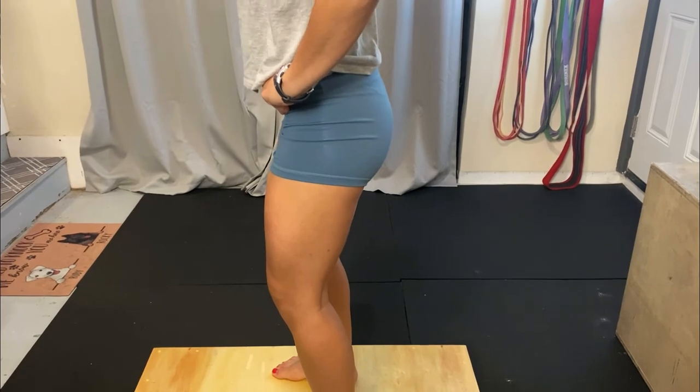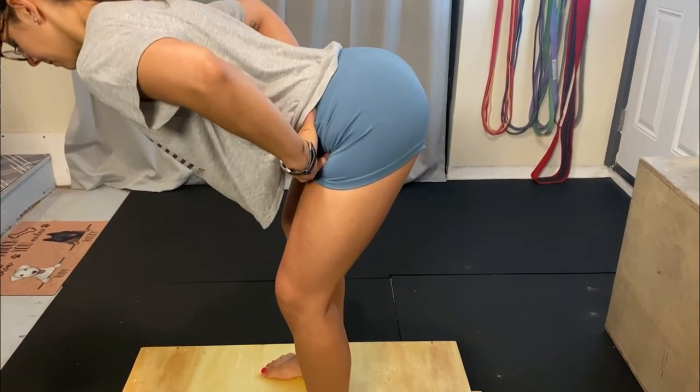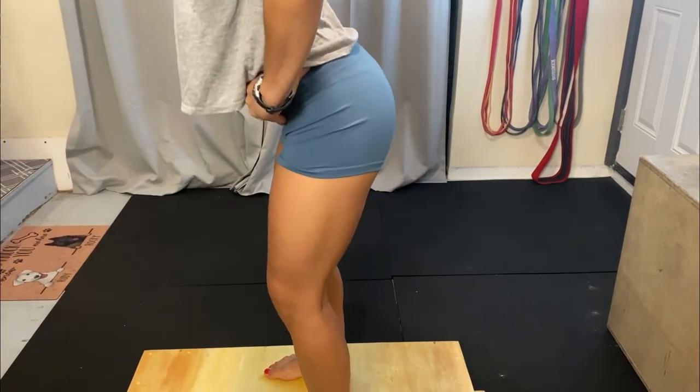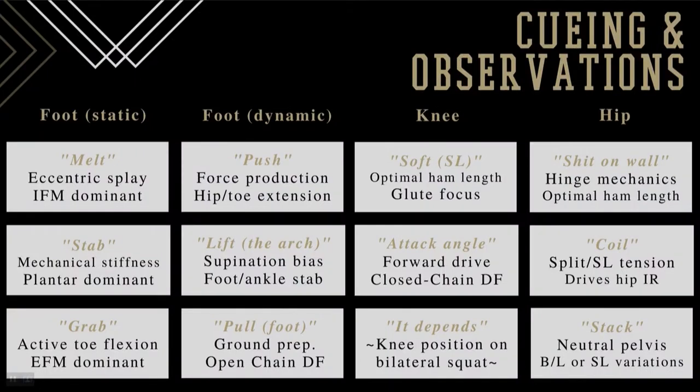So shit on the wall is something that is obviously illustrative, to say the least, but also it's something that conceptually does make sense to people. So that's definitely the best way that I've found to cue the hip hinge mechanics.